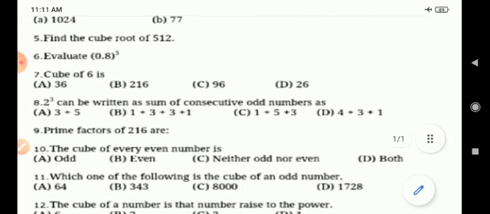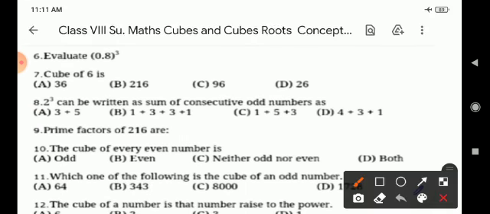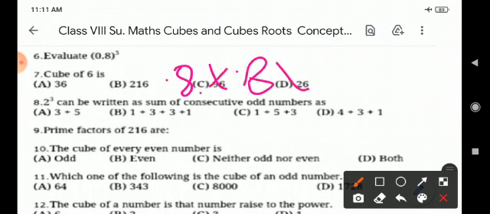Question number 6. Evaluate 0.8 cube. 0.8 into 0.8 into 0.8. 8 eights are 64 and 64 eights are 512.